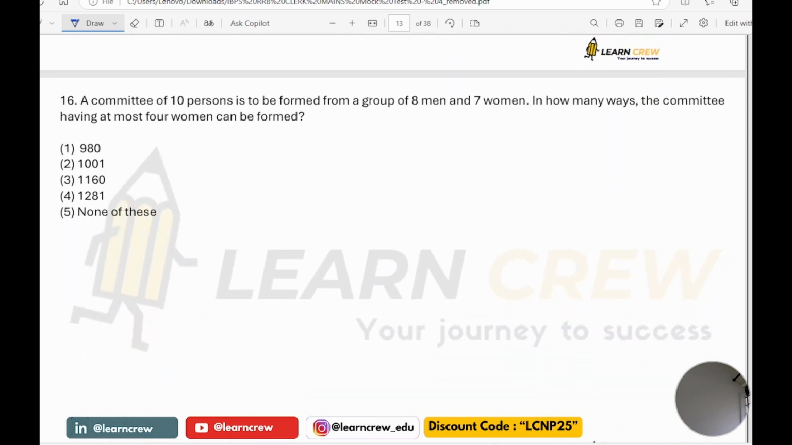Next, a committee of 10 persons is to be formed from a group of 8 men and 7 women. In how many ways can the committee having at most 4 women be formed? At most 4 women. So what is the thing here? It would be C.